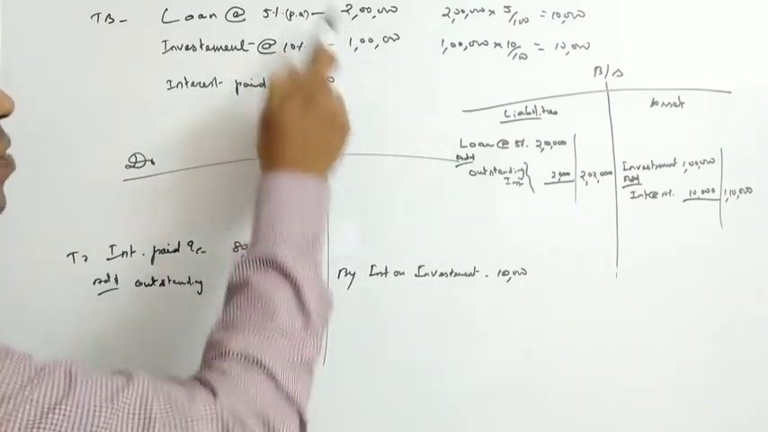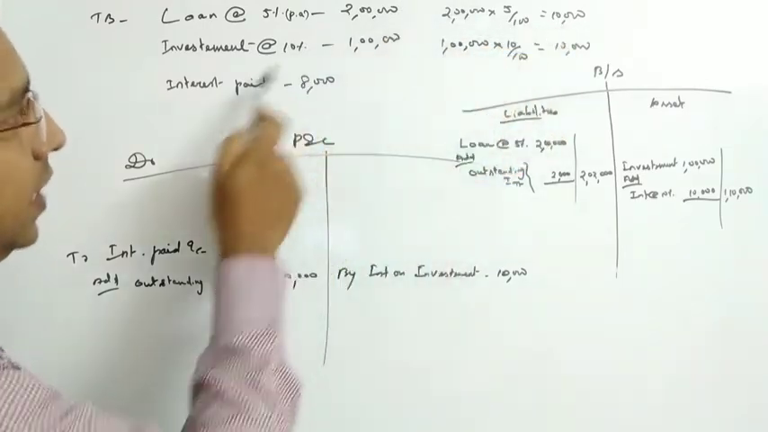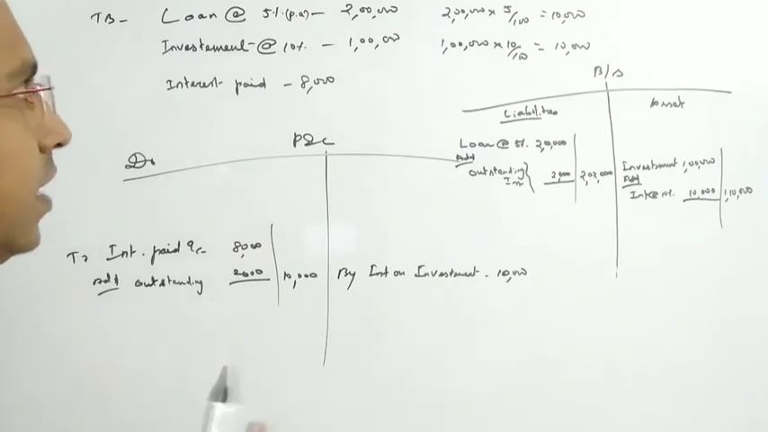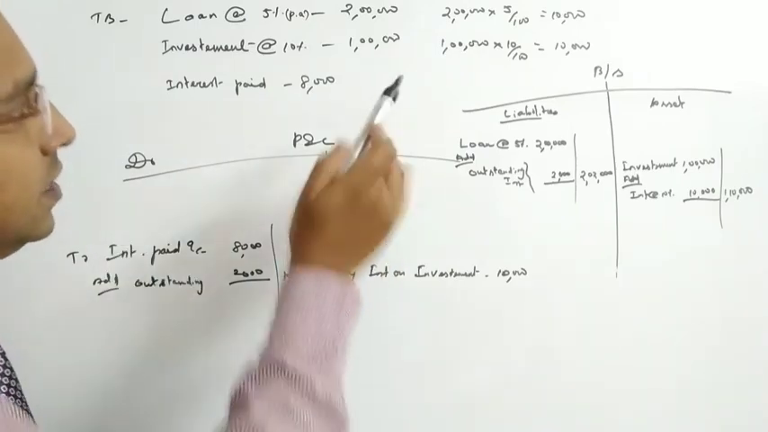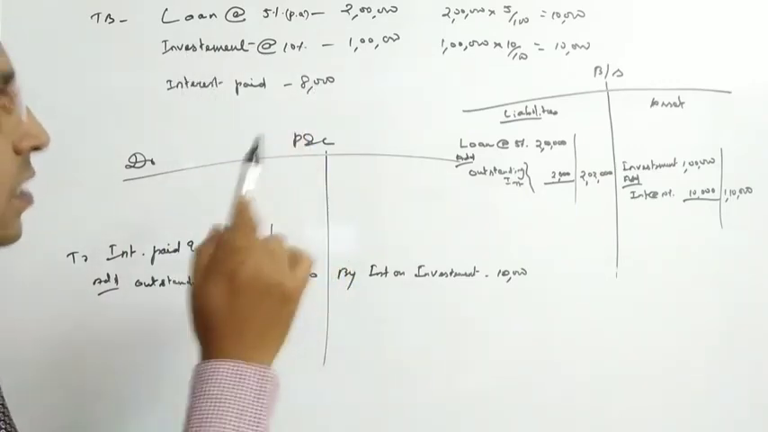Then what should we do? We calculate the value of this: 10,000. If the 10,000 is already there, then no problem. We need not make any adjustment. If it is less than 10,000, then the remaining amount should be given. It is an outstanding amount.